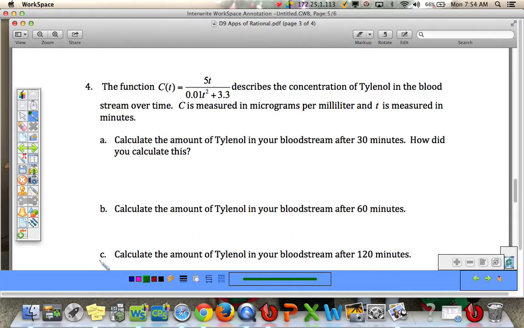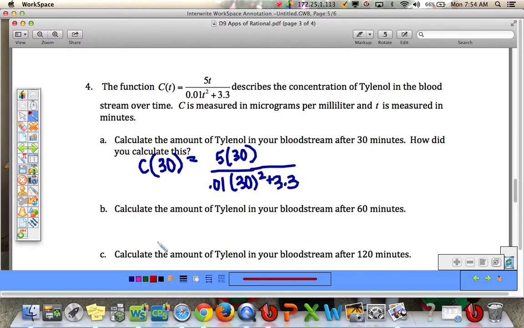So where does the 30 go? It goes in for t or time. So we would say the amount in our bloodstream after 30 minutes is 5 times 30 over 0.01 times 30 squared plus 3.3. You put that in your calculator. Again, hit enter before you divide. I put this in parentheses as well, and I did that ahead of time. And what did I get?